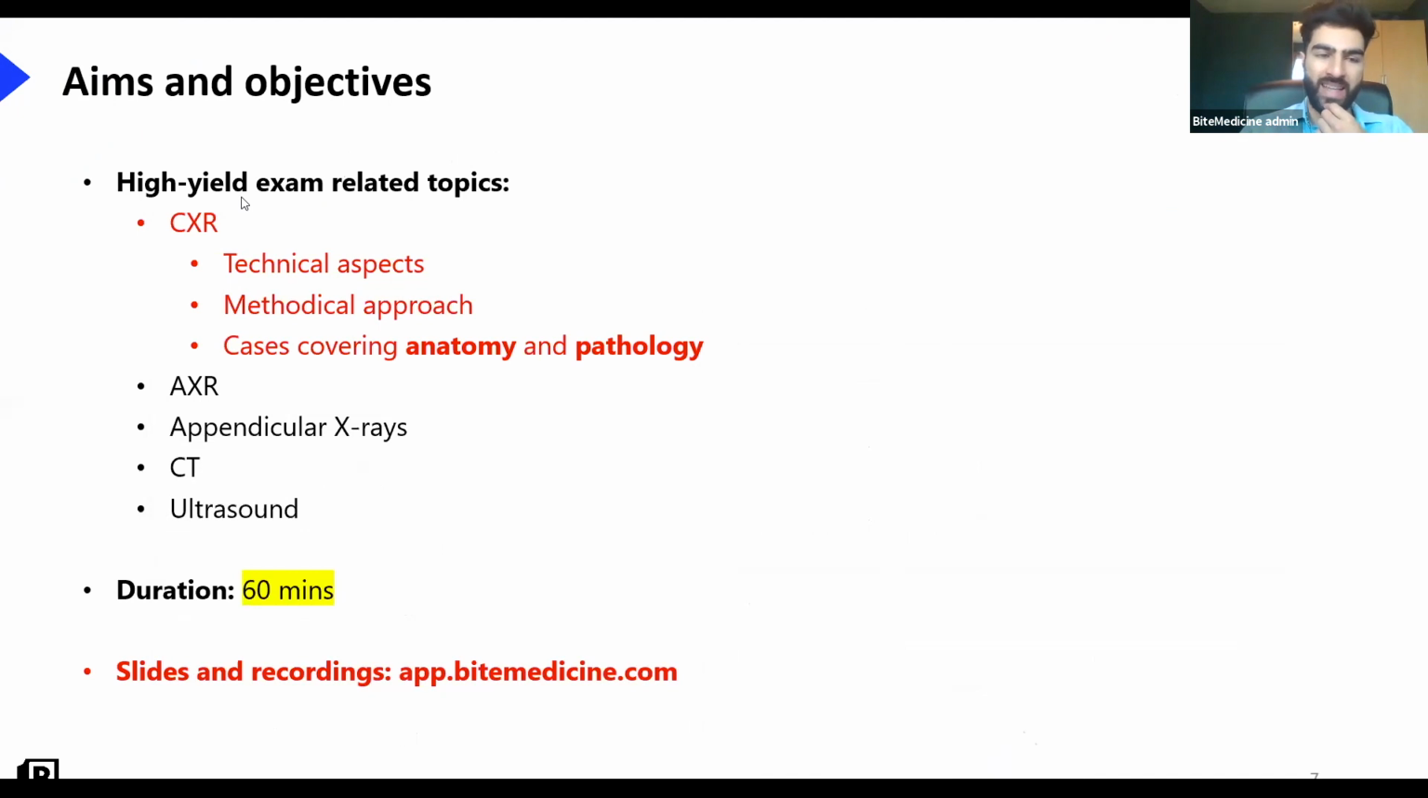So for exams, you really need to know your chest X-rays fairly well, but to be honest, the things that will come up in your exams will be pretty straightforward. They're not going to ask you anything which is super difficult.